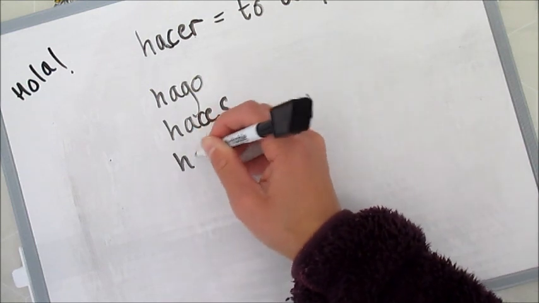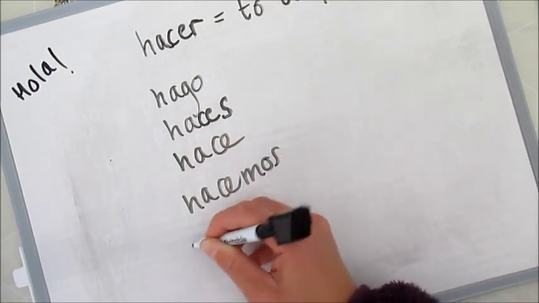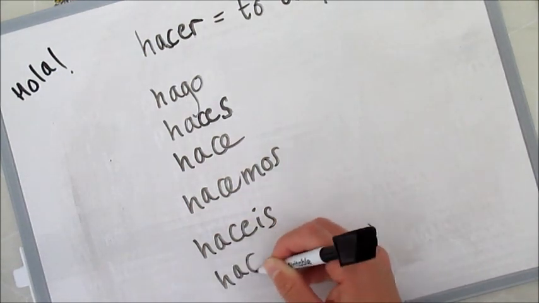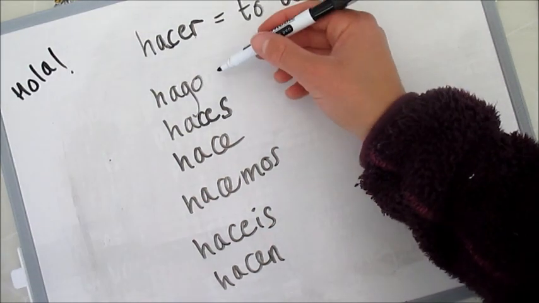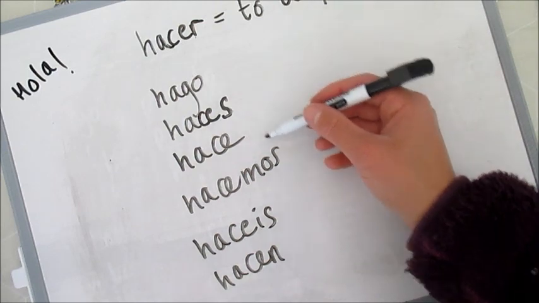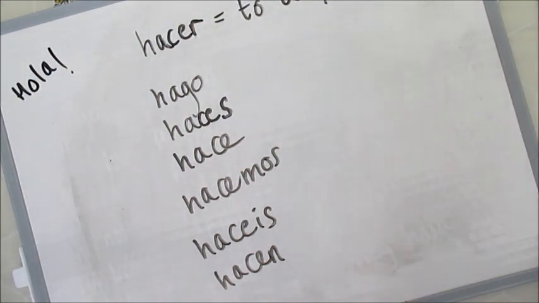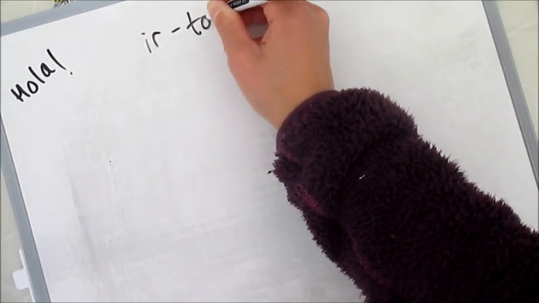So we've got haces, hace, hacemos, hacéis, hacen. Okay, and remember these are always in order. So I, you, he, she, we, you all, and they. Okay, we've got 4 more verbs that we're going to look at. So one of them I mentioned already. We've got ir, to go.